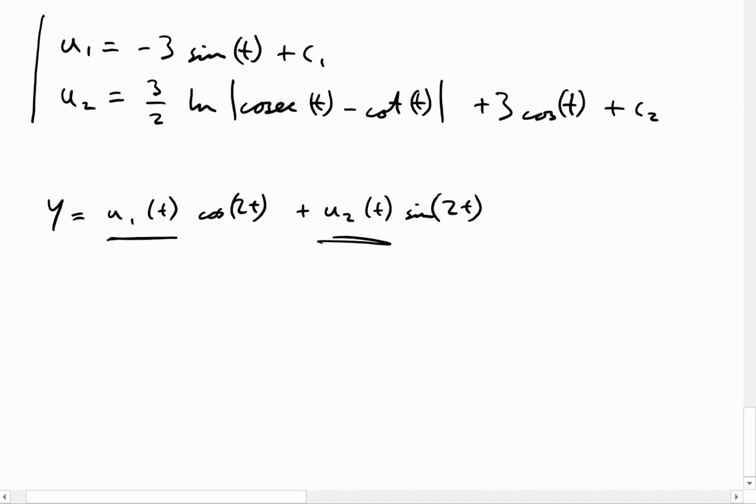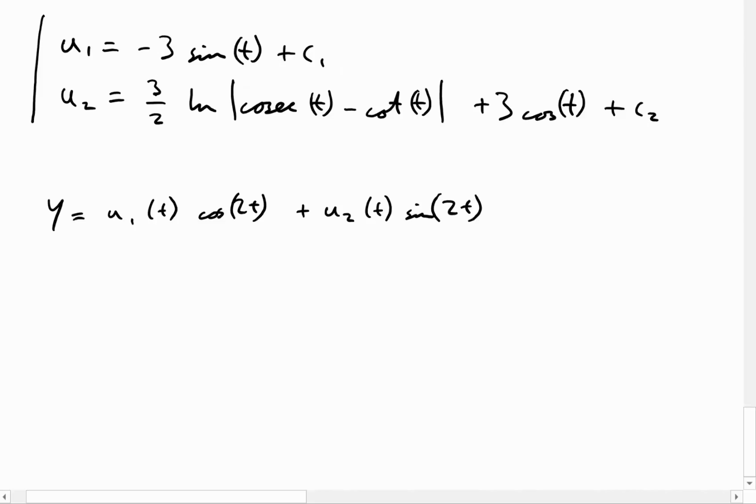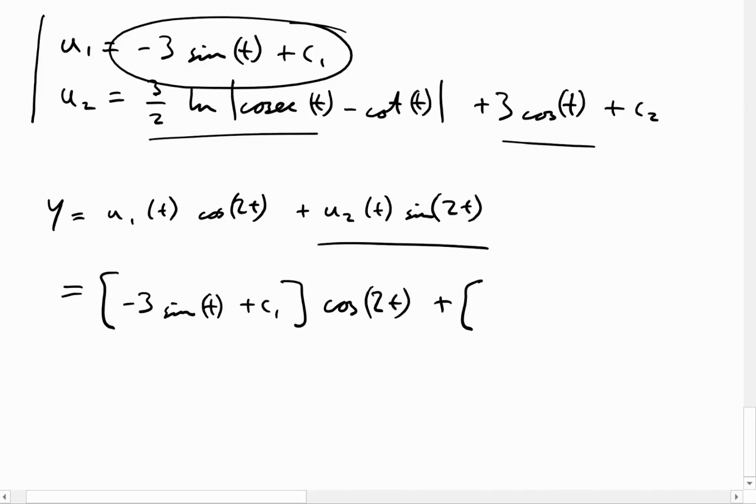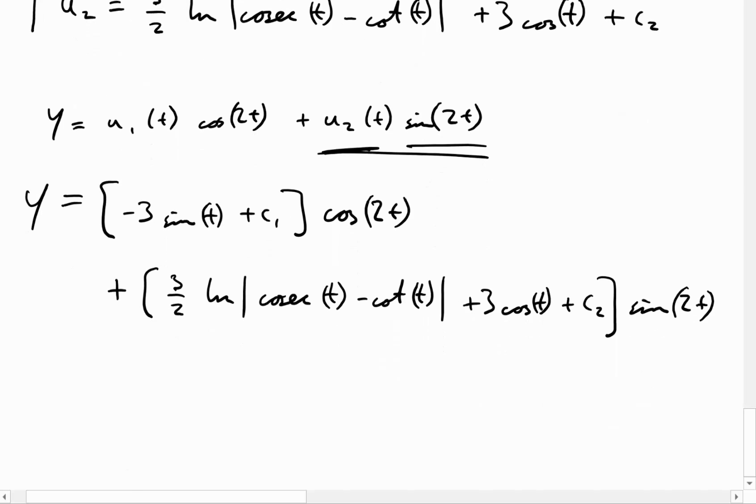We've achieved our aim. The whole purpose of the last 15 minutes or so was to find out what u1 and u2 were, and we've just worked them out. It's this thing and this thing. So let's just make the direct substitution. I'm going to replace u1 with that thing, and that's going to be times cos 2t. Then there's going to be u2, which is all of that thing, and I'm going to write it out on another line. So plus all of that thing there, and that's u2 times sine 2t. Okay, so that's what my solution is going to look like.